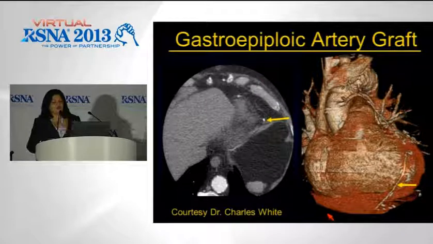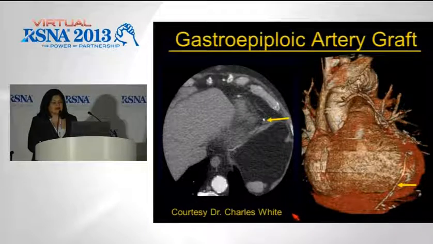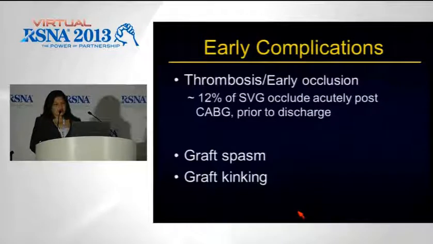You have a thoracoabdominal approach, and this vessel usually is used to anastomose to the PDA, and I've never come across it in personal life in the last 10 years. So saphenous venous grafts, 12% of these occlude acutely post-op, and they can also be prone to spasm or kinking.